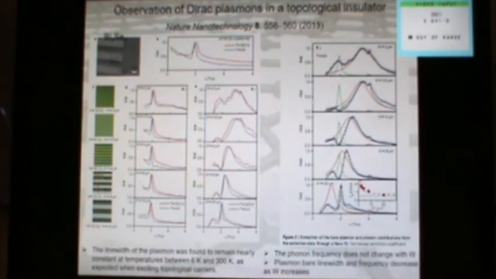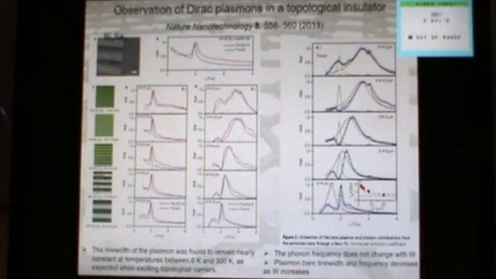So by changing the width of the ribbon, the line width of the plasmon stays constant, even at low temperature. This is expected by the design, topological carriers explained. And the phonon frequency here is green. You get the green trace. So it's phonons. So that does not change if you change the width of the ribbon.